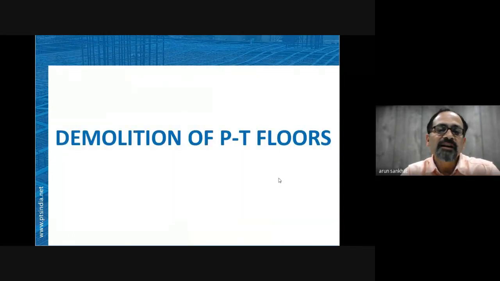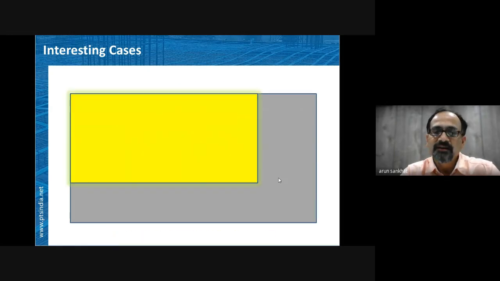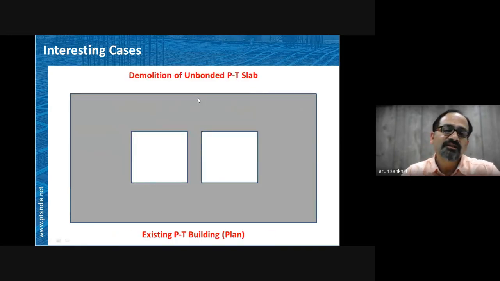Demolition of entire PT floors. In Surat, there is a building, a mall building, a huge building, and this is the existing structure. There is a bridge between two huge cutout openings, or you can say a pathway, and there are office buildings and a mall structure over here. The client changed their mind and now wanted to trim the building from here to here.